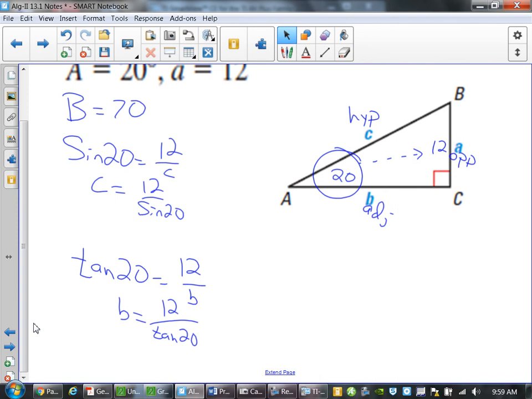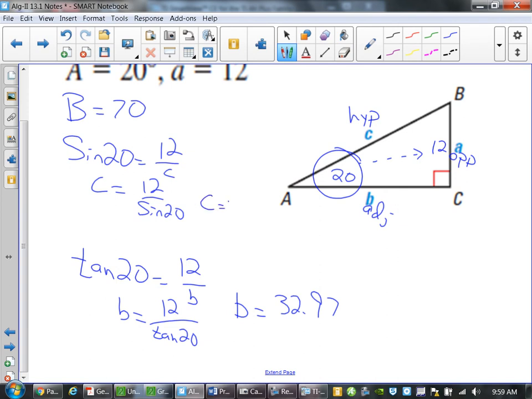So I'm getting for my B value, I'm getting B is about 32.97. And the other one I'm getting 35.09. You guys agree? Yes. So when it says solve the right triangle, that means you have to find all the missing parts.